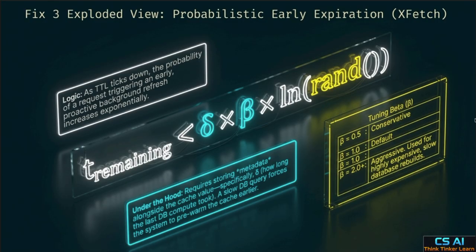Fix number three, probabilistic early expiration, or XFetch. The logic here is that as the TTL counts down, the probability of a request triggering an early proactive background refresh increases exponentially. Under the hood, this requires storing metadata alongside your cache, specifically how long the last DB query took. This forces the system to pre-warm the cache earlier if the DB is slow. You can tune this behavior using the beta parameter.